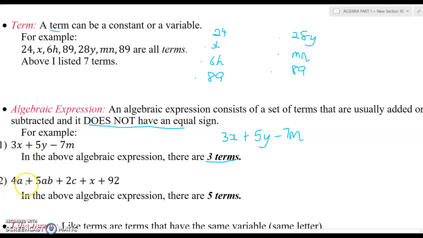Number 2, 4a plus 5ab plus 2c plus x plus 92. The above algebraic expression has 5 terms. So we have 1, 2, 3, 4, 5 terms, right? Right, so we're good so far.